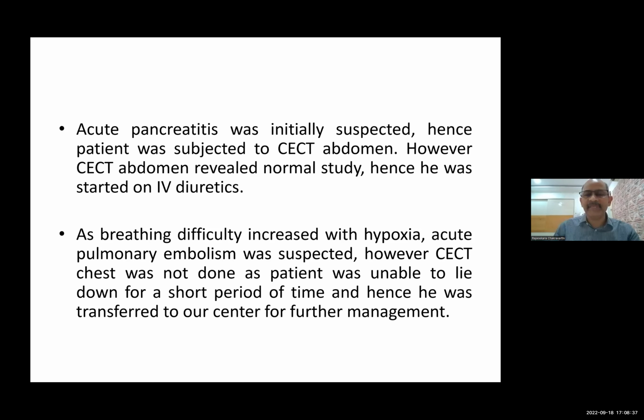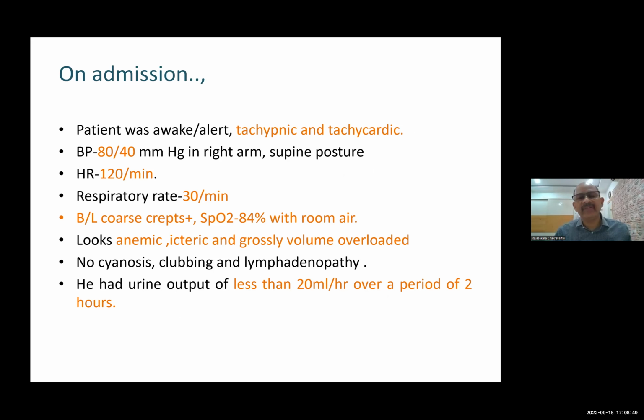So probably by the time we saw him, there was acute kidney injury, primary, whatever the cause, plus the contrast that the patient had got. When he came to our emergency room, he was awake, alert, tachypneic, tachycardic, blood pressure on the lower side, 80 by 40. Heart rate was around 120, respiratory rate 30. He had crepitations in bilateral lung fields, oxygen saturation being 84% on room air. He was anemic, icteric, and grossly volume overloaded.